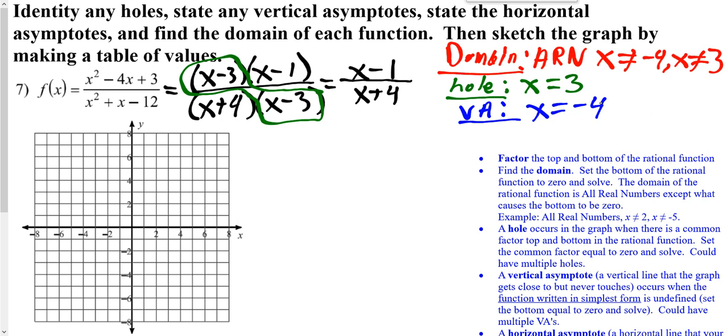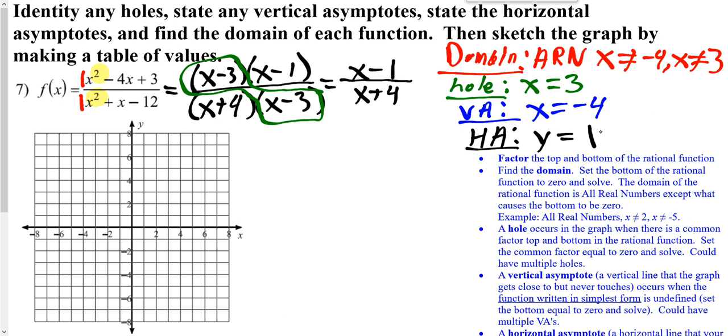You then want to take a look at any highest powers to try to find horizontal asymptotes. Now, you'll notice on the top, our highest power is 2. Our highest power is 2. When the top and the bottom are the same, all it is is the number in front, which is a 1, over the number in front, which is 1, and 1 divided by 1 is 1, and that would be y is equal to 1.